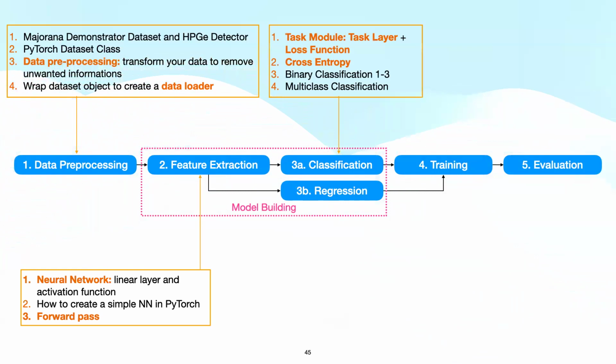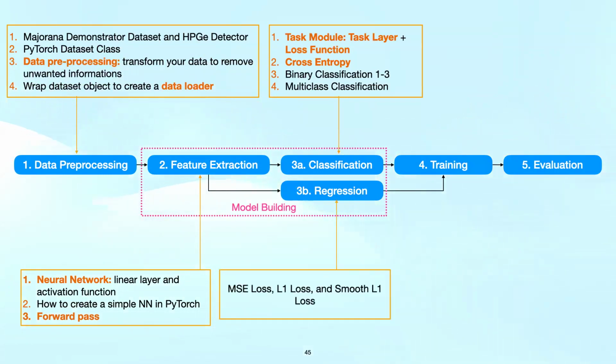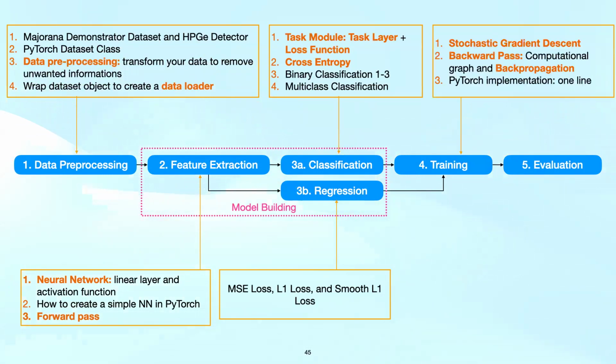In classification, I discussed the task module, which contains the task layer, which is the last layer of your neural network, plus the activation function, plus the loss function. Remember the activation function of the last layer of your neural network is meaningful because it needs to be coupled with the loss function to do different kinds of tasks. We also discussed cross entropy and binary and multi-class classification. For regression, I discussed different kinds of loss: MSE loss, L1 loss, and smooth L1 loss.